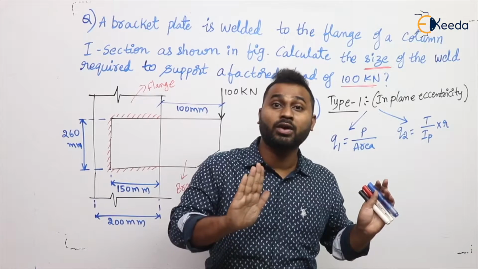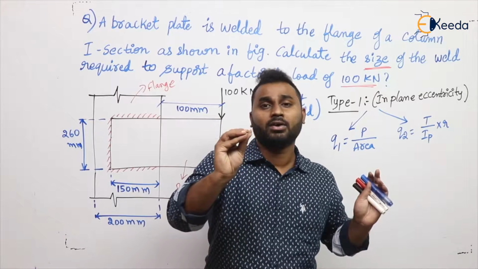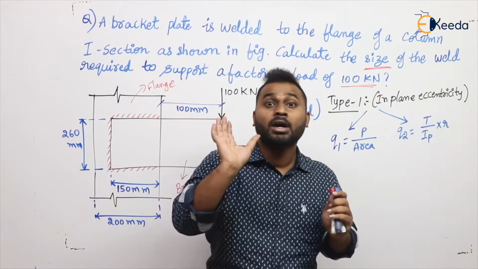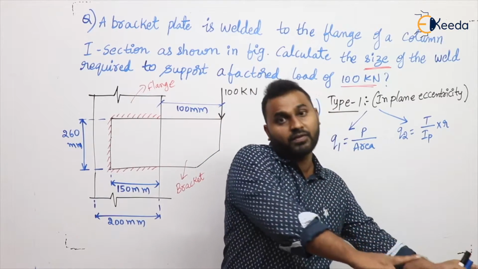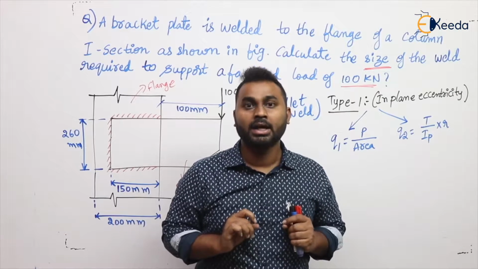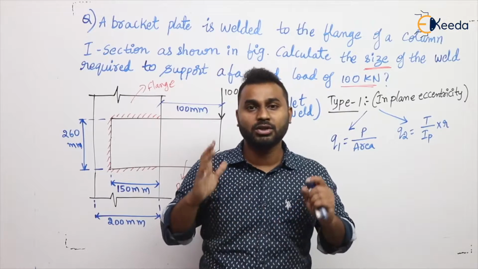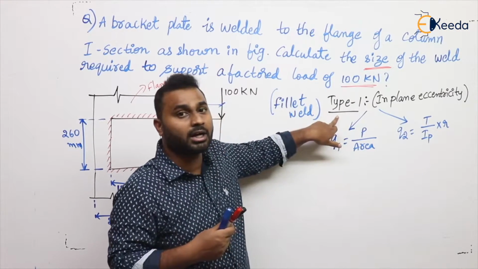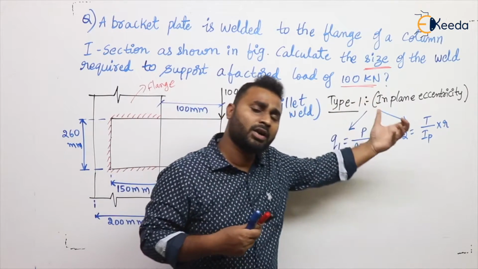But coming to the fillet weld, among all types of weld, fillet weld is the most versatile. It means it can be made both in the field and in the workshop. Is that clear? And it is very low in cost and very easy to fabricate. By using fillet weld we can easily fabricate the members. For type 1 eccentric welded connection, we always use fillet weld. For type 2 we use butt weld or fillet weld.